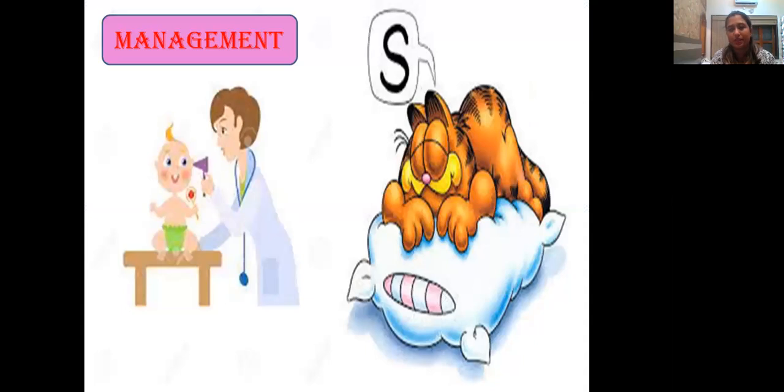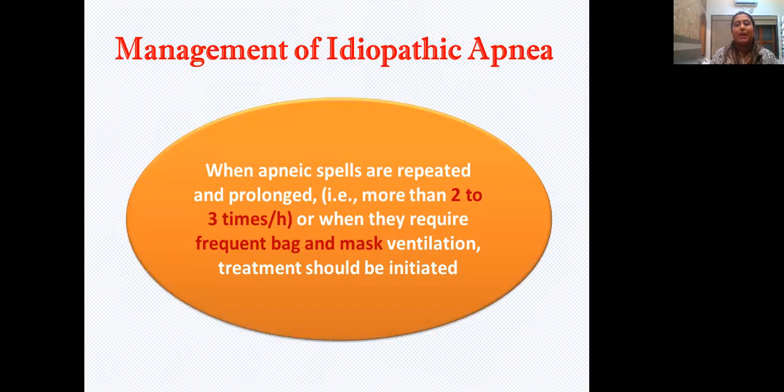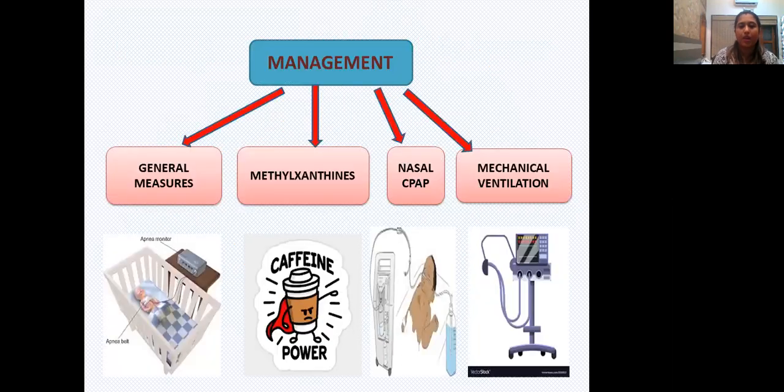Now coming to the specific management. So management of idiopathic apnea: when apneic spells are repeated and prolonged, that is more than 2 to 3 times per hour, or when they require frequent bag and mask ventilation, the treatment has to be initiated. So management is fourfold, a multimodal, holistic approach to management.